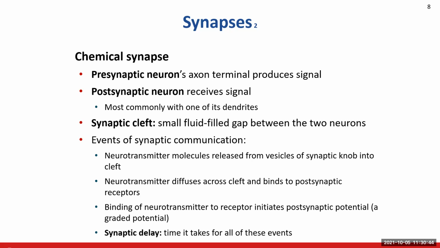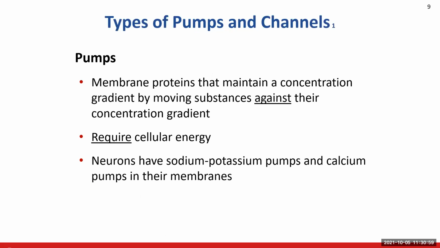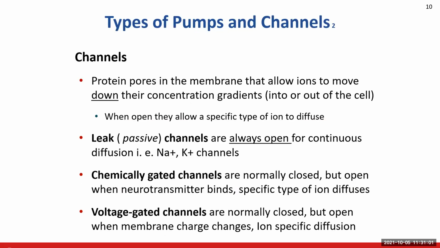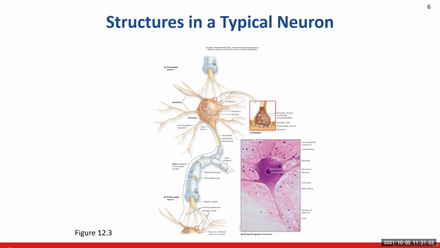We'll learn how all that happens later. So it makes the signal and transmits it down, and then it's going to transmit that signal to a second neuron. Well, that's what we call the postsynaptic neuron. It's going to receive the signal. And that's what we're seeing here.